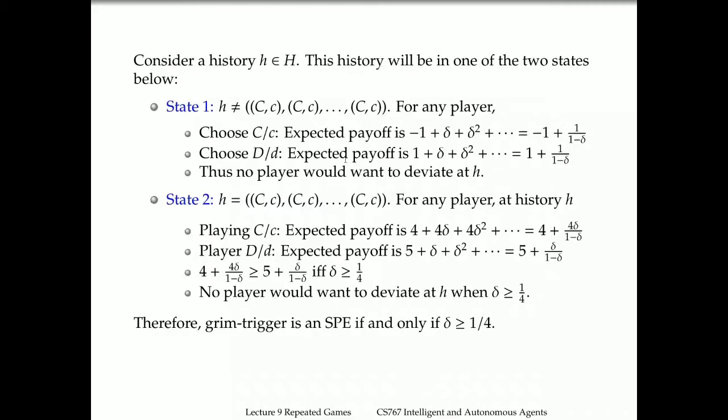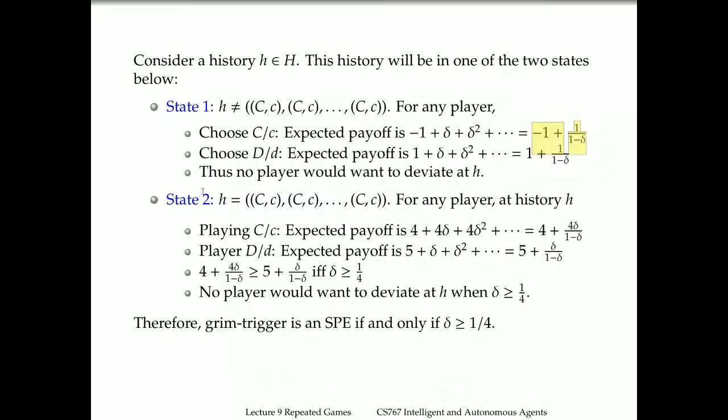Now suppose we keep doing what the Grim Trigger strategy asks us to do, which is to play betrayal. Remember, we are at this grudge state. So Grim Trigger says if you're in this grudge state, you should play D. So if you play D, you get 1 in this stage, and then you get all of the deltas also. So you get 1 plus 1 over 1 minus delta. So you can see that, of course, this value is always going to be bigger than this value.